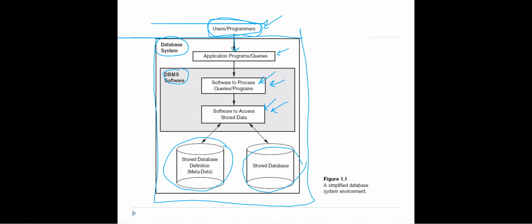So first of all, it will go through the metadata, which is how the data is defined and what information you're looking for. And then it will go through the stored data to grab whatever you are asking for specifically. And this is the way the database management system is working.